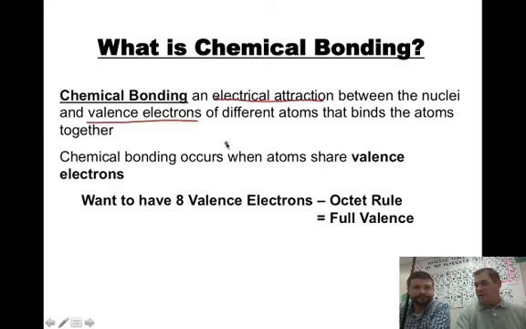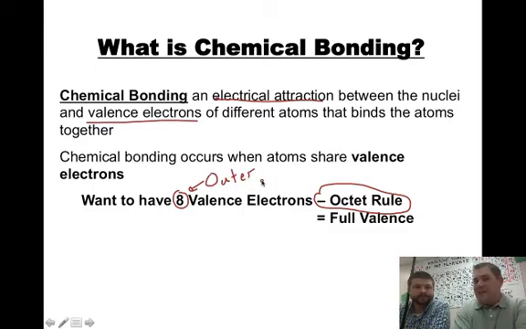And so we've talked about the octet rule. You can only have a maximum of 8 electrons in the outer level, but that's what every element wants to have. When it bonds, its goal is to get 8 electrons in its outer level, or fulfill the octet rule, because that makes it stable, and that makes the atom content, if you will. It wants 8 electrons in its outer energy level.